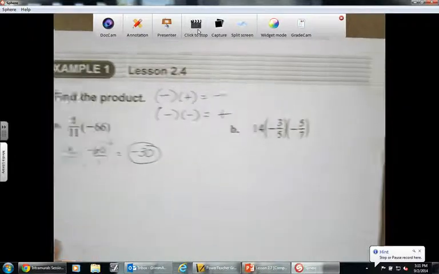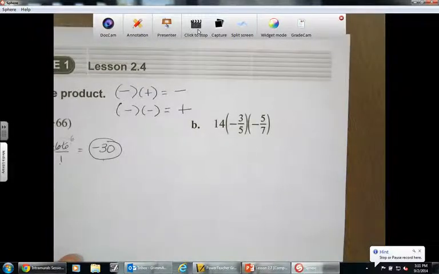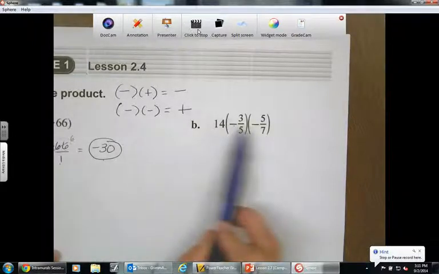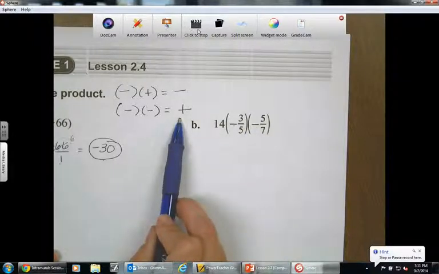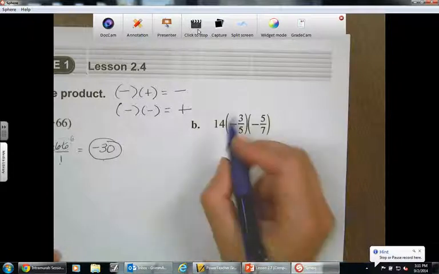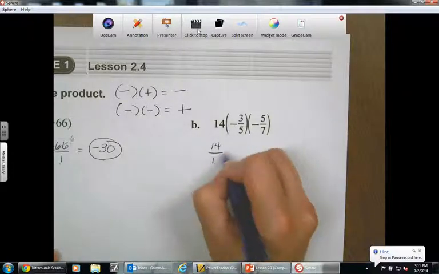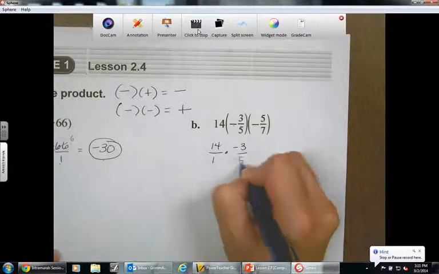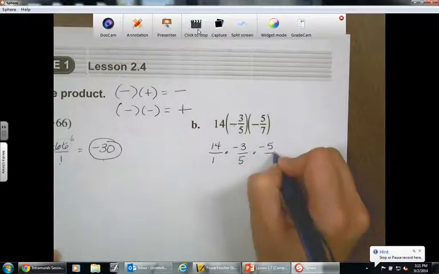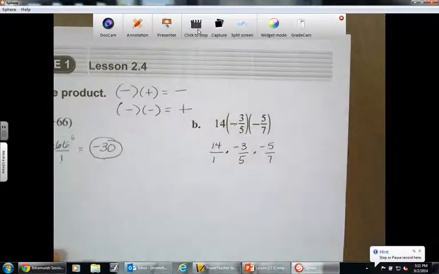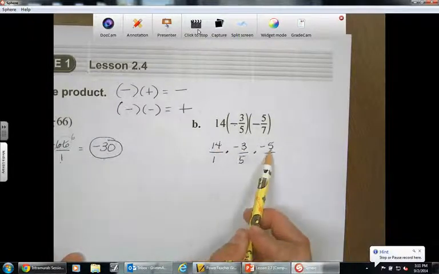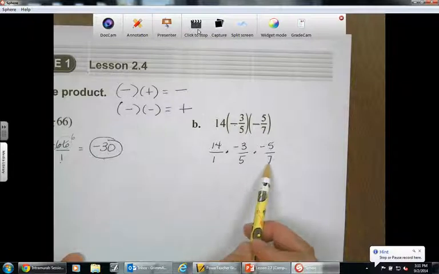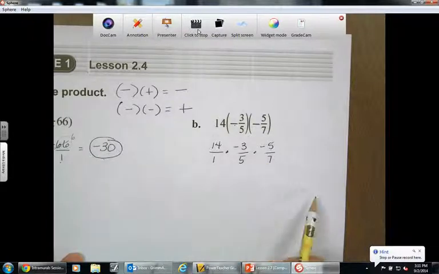All right, same thing here works for letter B, except I have 3 of them. I still have a negative times a negative, which is going to make my final answer a positive. Okay, and then I need to put 14 over 1. So I'm going to put 14 over 1 times negative 3 over 5 times negative 5 over 7. Okay, so again, I can choose to multiply straight across and do 14 times 3 times 5, and then take 5 times 7, and then reduce that. But I don't like to do that. I like to cross cancel.